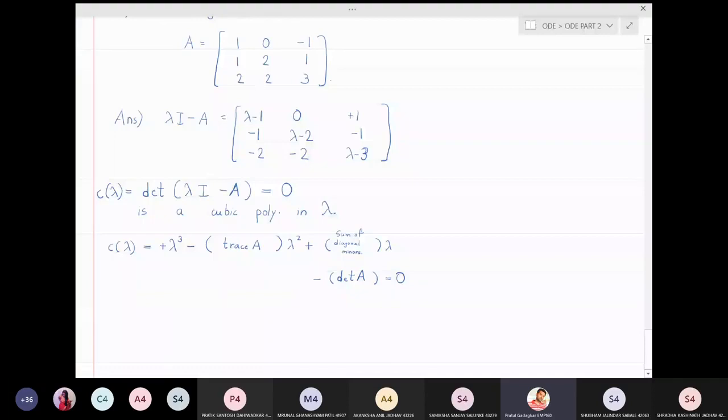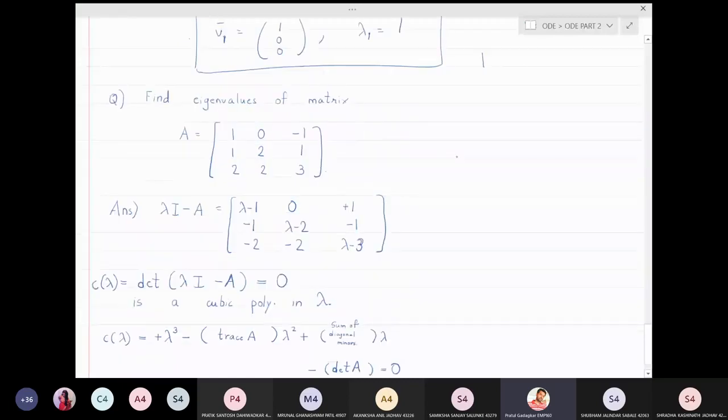Okay, now let me write lambda cube minus, what is the trace of this matrix? Lambda square coefficient, the trace is 1 plus 2 plus 3, it's addition, the addition is 6, right? Then if you carefully calculate the determinant of this particular matrix, in your rough work, you'll understand that the determinant also turns out to be 6.